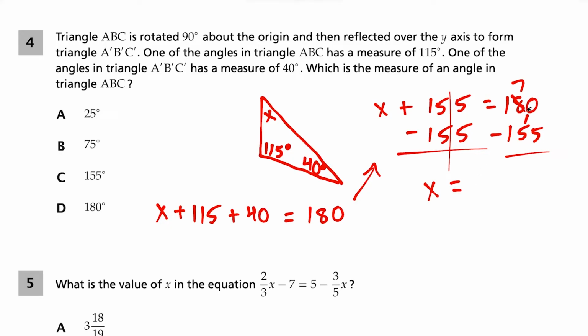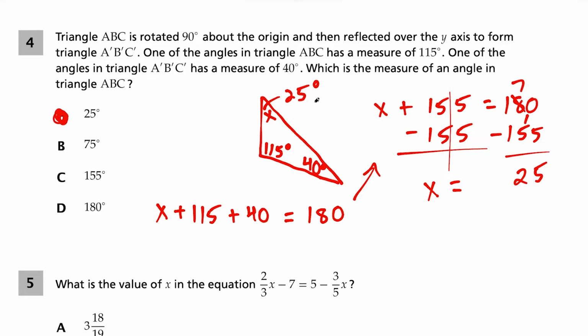So I borrow from the tens place, make this a 7. Doing 10 minus 5 is 5. 7 minus 5 is 2. So x, the missing angle here, is going to be 25 degrees. Okay, so the other angle is 25 degrees. So A is definitely our answer.